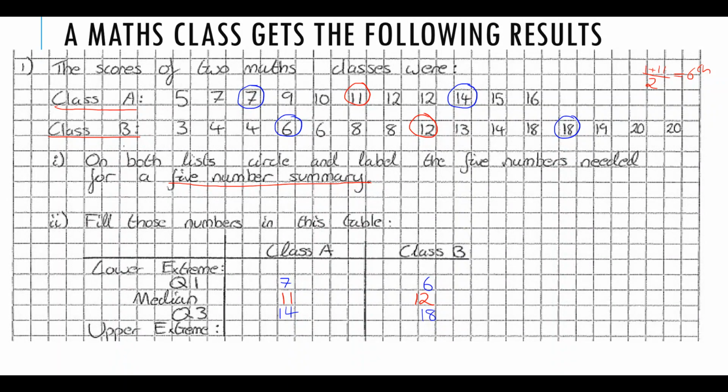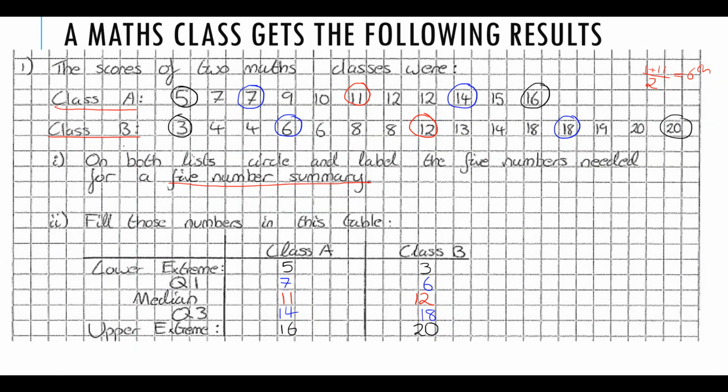Finally, the lower extreme and the upper extreme are really easy to read off the list. The lower extreme for Class A is 5, and the biggest number, the upper extreme, is 16. And for Class B, the lowest number is 3, the biggest number is 20. So we've got our 5-number summary filled in. Of course, if you're asked to do a 5-number summary for a set of data, make sure they're in order before you start. I've given you an example where they are just to save time, but if they're not, just rewrite the list with the numbers in order first.